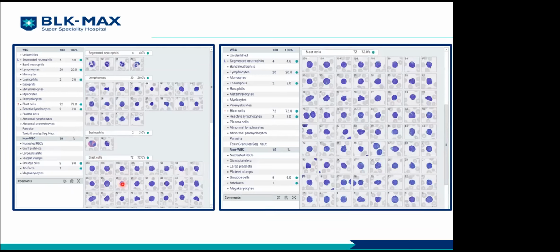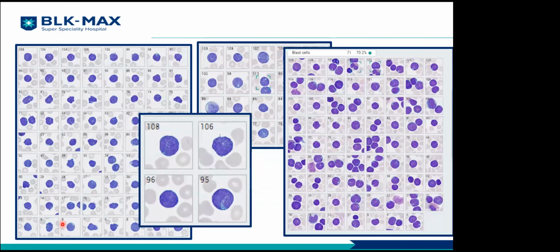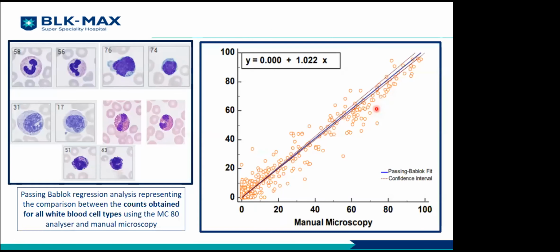So this is another case wherein, as you can see, very beautifully, the blasts have been picked up. All these blasts have been picked up. There are about 72% of them, of various shapes and sizes. This turned out to be a case of acute lymphoblastic leukemia. And you can see the images of the blasts at a relatively higher magnification. And this is when we improved the staining in this particular case.